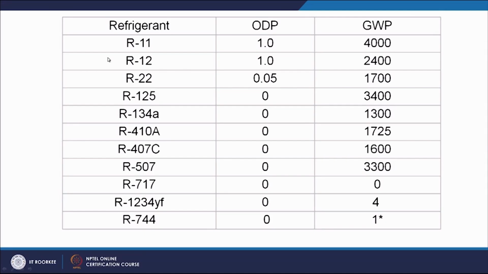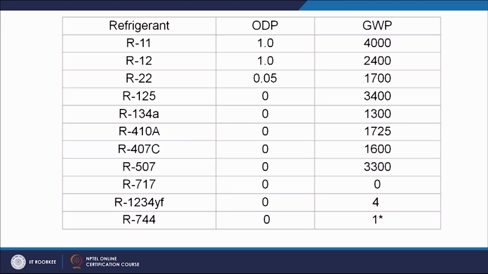R11 and R12 are not being used anywhere. However, they have an ozone depletion potential of the order of 1. R22 has a limited life. In advanced countries, the use of R22 is permitted up to 2020. But in third world countries, we have a grace period of 10 years, so we can use R22 up to 2030. It has an ozone depletion potential of only 5% that of R11.